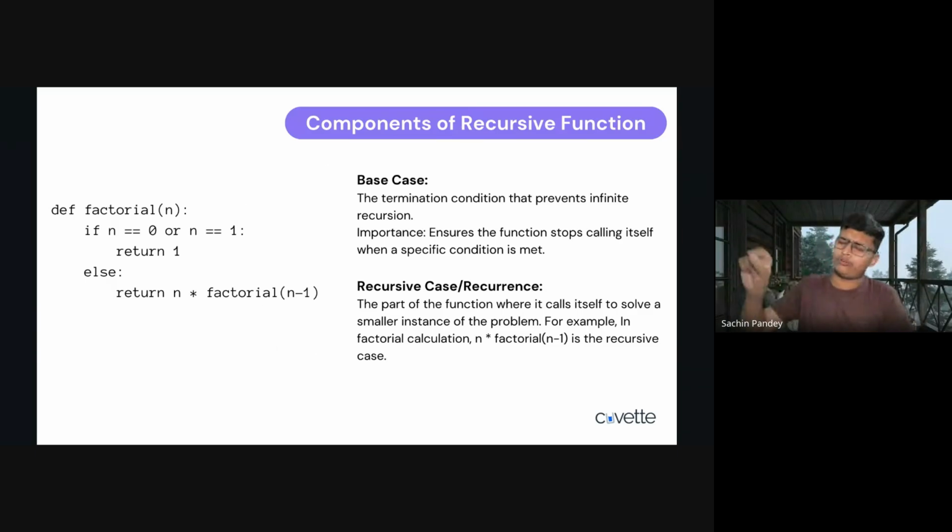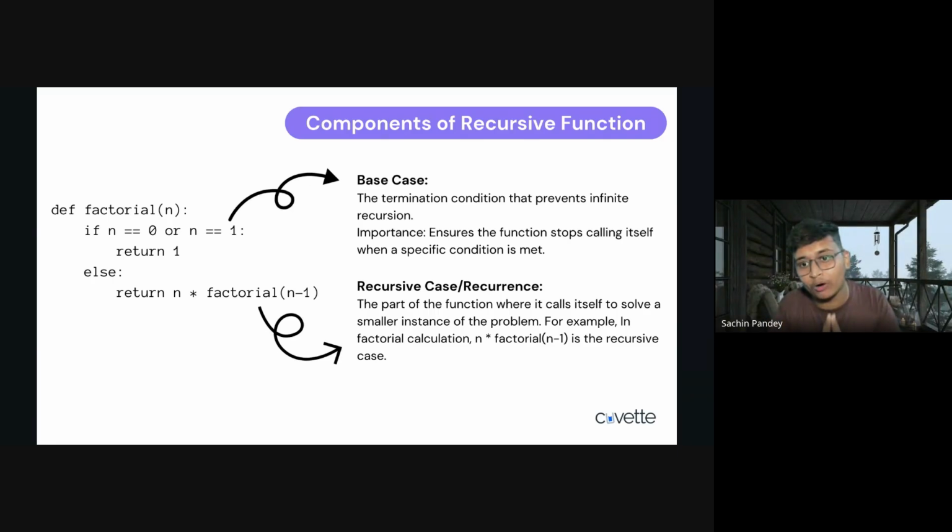I don't need to draw that 4 will call 3, then 3 will call 2. I don't need to draw. I trust it. That is known as recursive leap of faith. I trust it, and it will give me 24. And if you trust it, it will for sure give you 24. So this is known as recursive leap of faith.